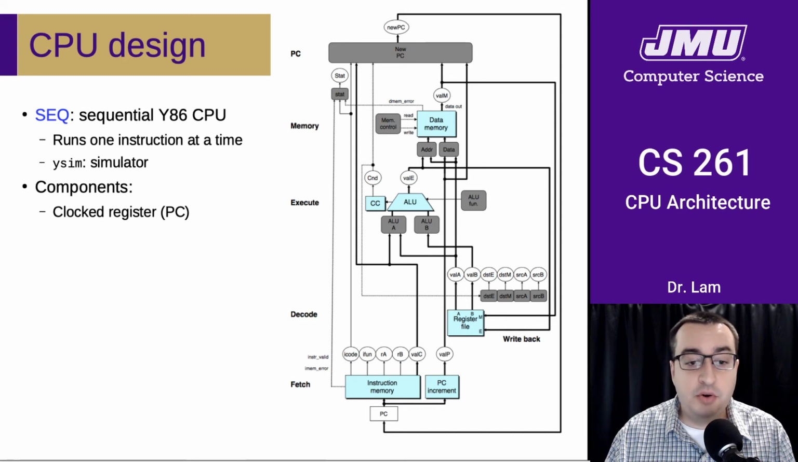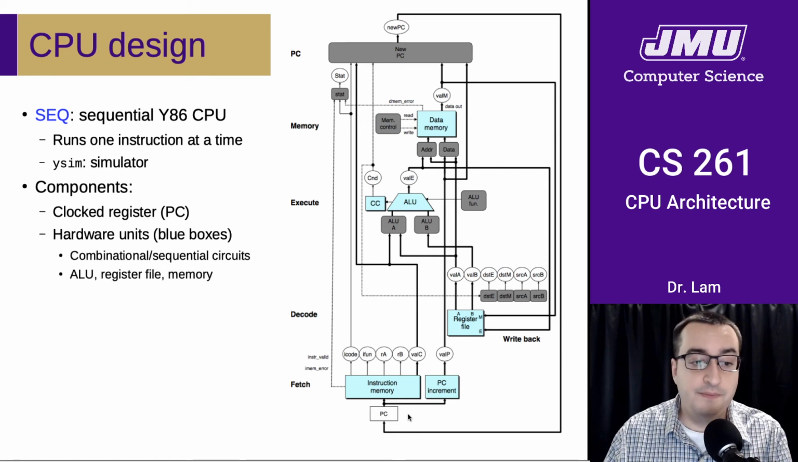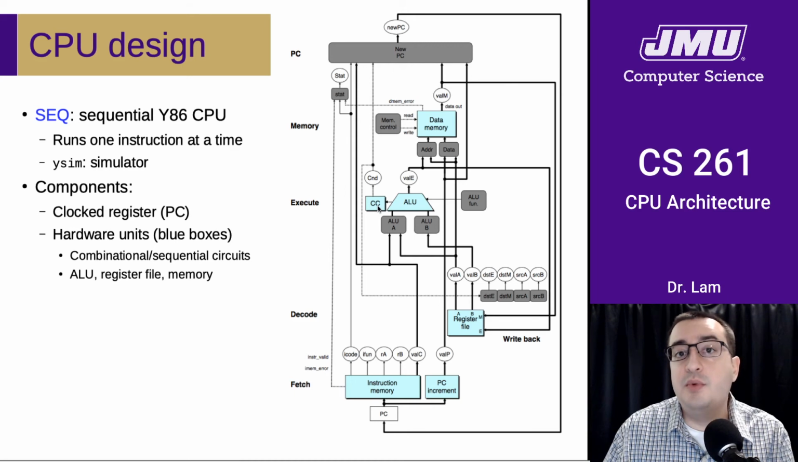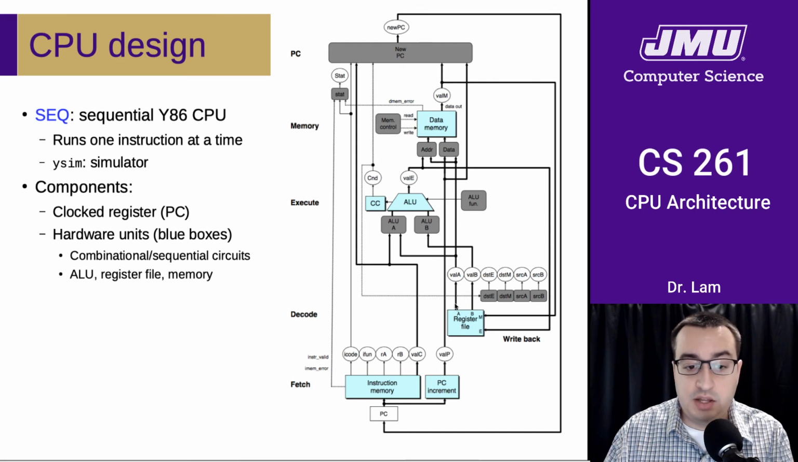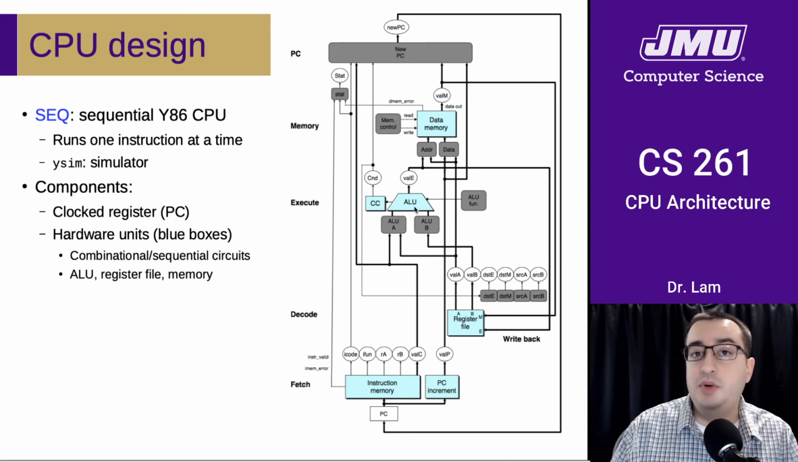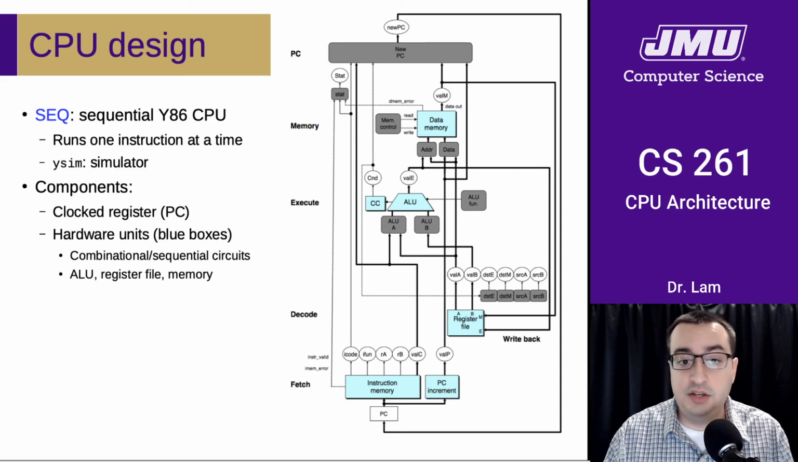So there are a bunch of components. You can see the clocked register for the program counter here at the bottom. Again, that kind of drives everything else. There are a bunch of hardware units that are the things that we've been talking about up to this point. So some of these are combinational, like the ALU. Some of them are sequential, like the register file and memory. So there are just a lot of these components, but all of these are boxes that we can look into, and we have looked into these boxes up to this point.